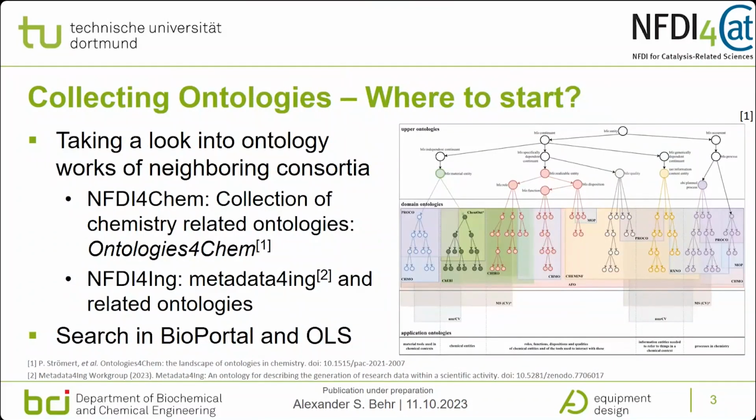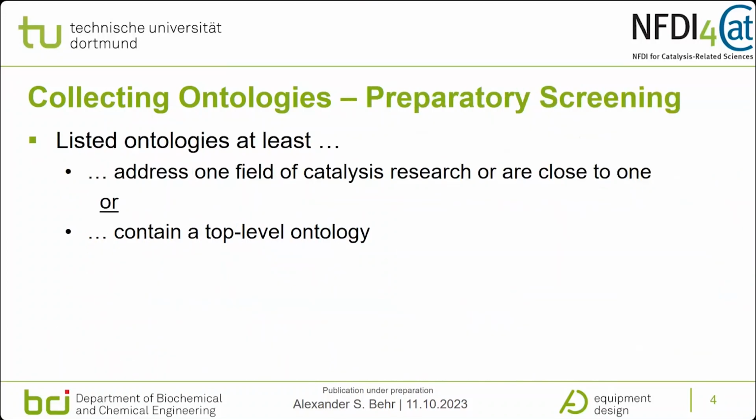And when doing this, we for sure took a look at you at NFDI for Chem and into this really beautiful paper of Philipp Strömert and so on, where you already helped to collect the ontologies for chemical research. So basically, really strongly connected to NFDI for CAT. And we also took a look into the ontologies that were reused to create the metadata for Ing ontology, which is done by the NFDI for Ing consortium. And for sure, we searched Bioportal and the ontology lookup service for other ontologies based on keywords.